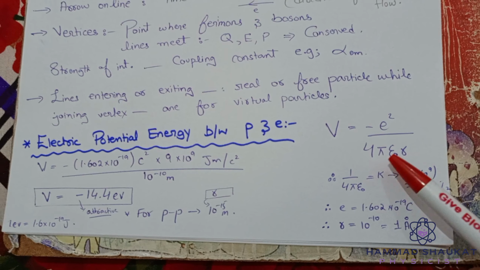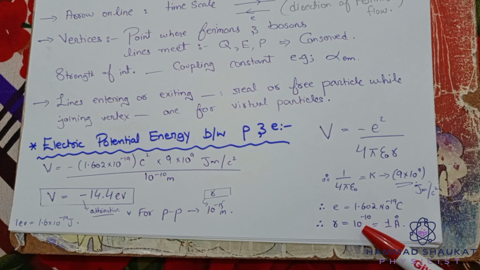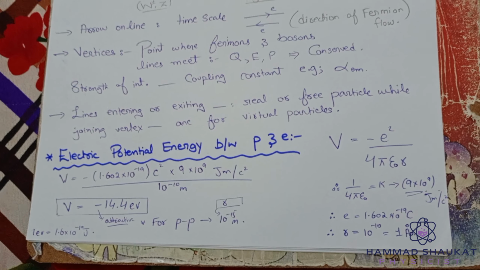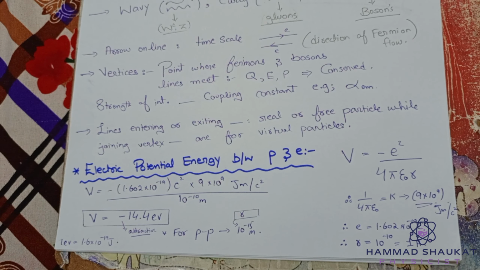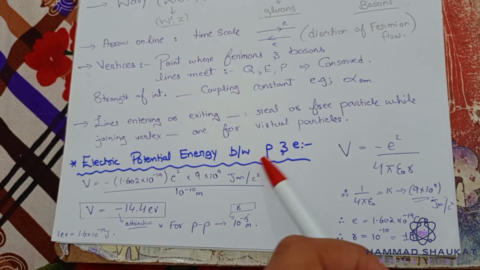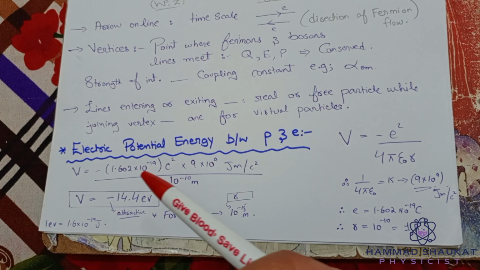So let us take the separation of the atom, which is 10 raised to power minus 10, which is 1 angstrom. If you want to find the electric potential energy between proton and electron, these are attractive, so that's why we are taking a minus sign here. What is the charge on proton and electron? The charge must be the same, which is 1.602 into 10 raised to power minus 19.